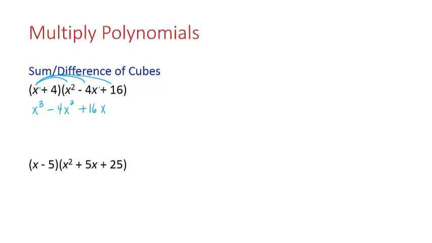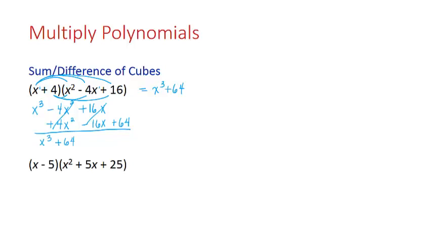Now distribute the positive 4. 4 times x squared is plus 4x squared. 4 times the negative 4x is negative 16x. And 4 times 16 is plus 64. So when we add these expressions together, we get x cubed. Notice the x squared terms add to 0. The x terms add to 0. We just have plus 64. So x cubed plus 64 is this result, and that is called the sum of cubes, and I'll explain that more in just a minute.